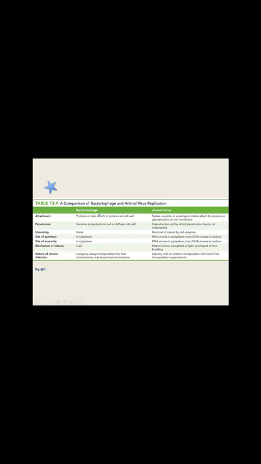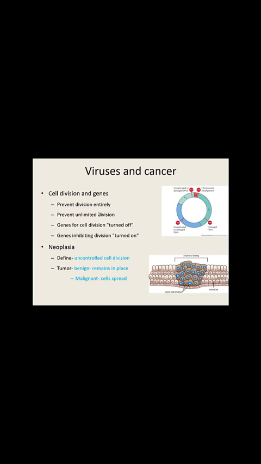They can. So a couple things about cancer and cell division. So just some basics of cancer, where cancer originates from. Well, in our genetic material, in our DNA, we have genes. So a gene is a segment of DNA that codes for something. We have genes that prevent division, so that our cells can't divide at all. We have genes that prevent unlimited division, which means they can divide, but not indefinitely. We have genes that cause cells to divide that we can turn off, and we have genes that stop cells from dividing that can turn on.